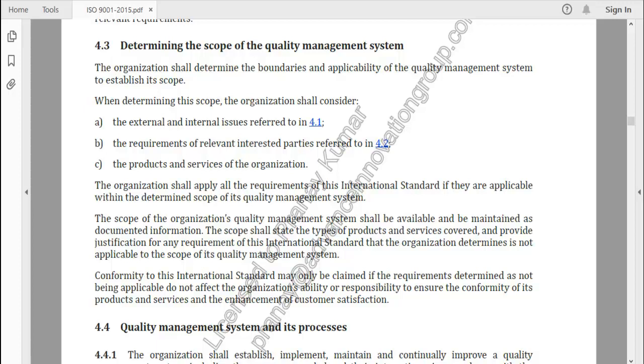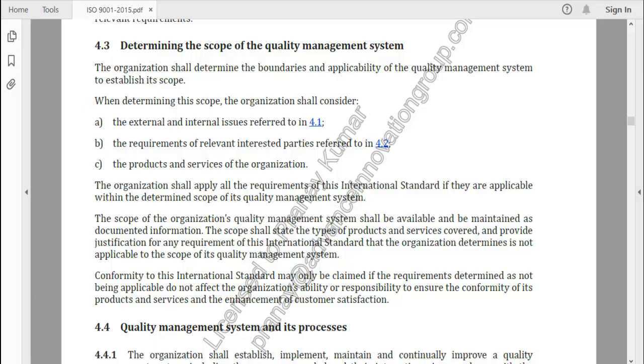ISO 9001 gives you the freedom to choose between the several products that you have. So let's say you are a company that produces 20 products and for some reason you only want to take up 10 products for ISO 9001 certification. That is allowed. You can go ahead and mention that in the documented information that you wish to maintain. Similarly, if you operate out of multiple geographies, maybe multiple countries or cities, you can choose which locations you want to keep in scope and which you want to keep out of scope.